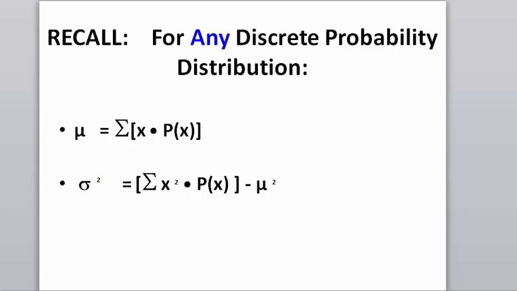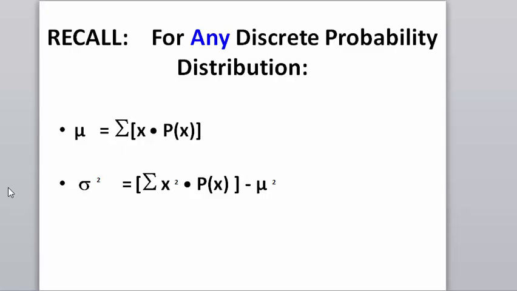If you'll recall first that for any discrete probability distribution, we were able to find the mean, mu. That's mu right there, lowercase mu. Mu equals the sum, remember this capital sigma means sum, the sum over x times the probability of x. So you sum that up for all x.